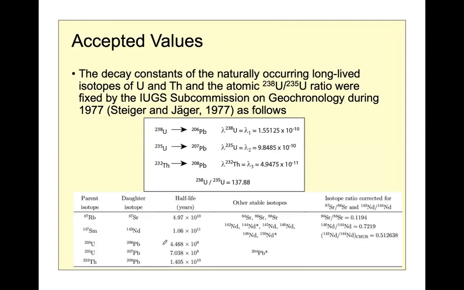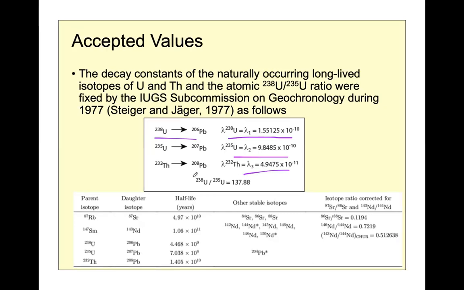Right. Some accepted values are there. That means the decay constants, for example, for 238 to 206, the decay constant is this much. Right, this is the decay constant. And for the second system, 207, you have the decay constant, this one, and you have here another decay constant for the thorium system.